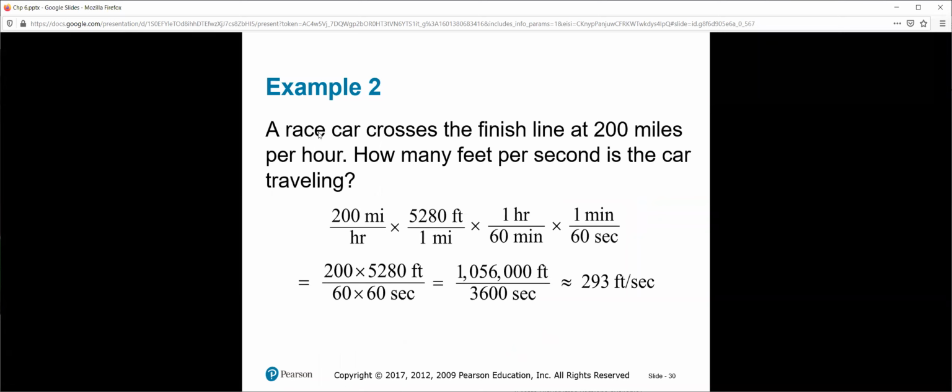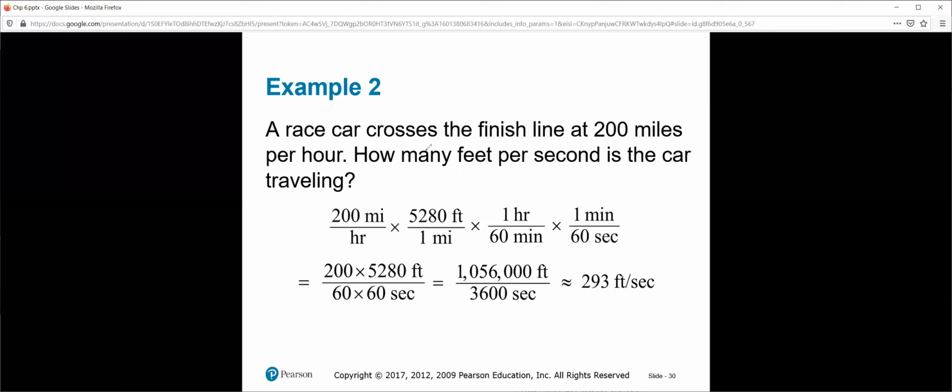Example: a race car crosses the finish line at 200 miles per hour. How many feet per second is the car traveling? Interesting, right? This one's cool because our question has units in the numerator and denominator, and our answer has different units in both the numerator and the denominator. So we start out with 200 miles per 1 hour, and our answer is in feet per second. So not only does the numerator need to change, but the denominator needs to change.